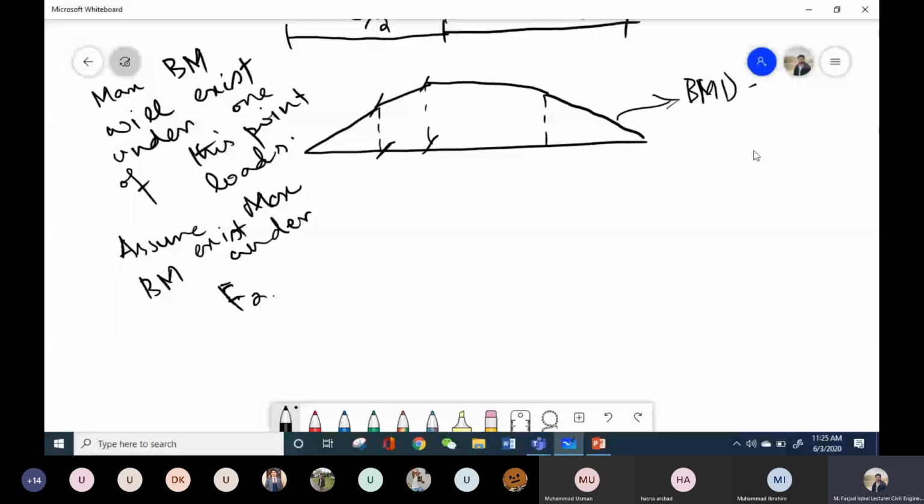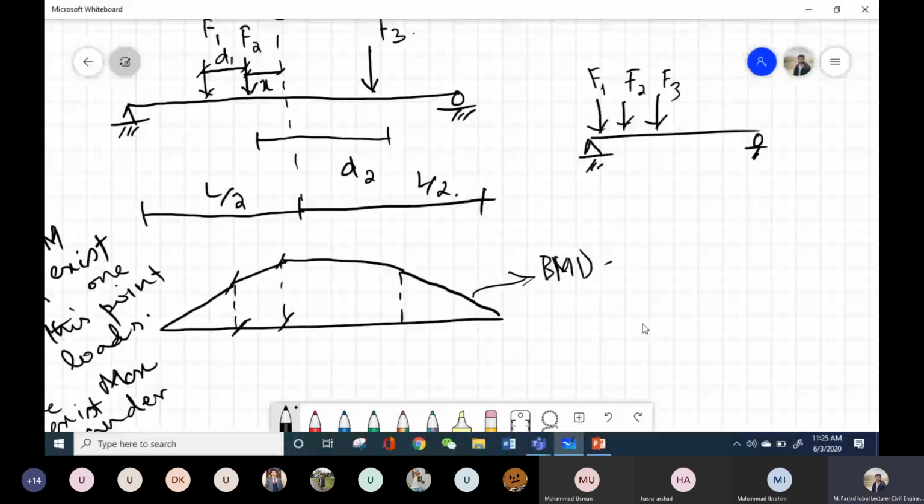So let us try to calculate or find out what this distance should be.